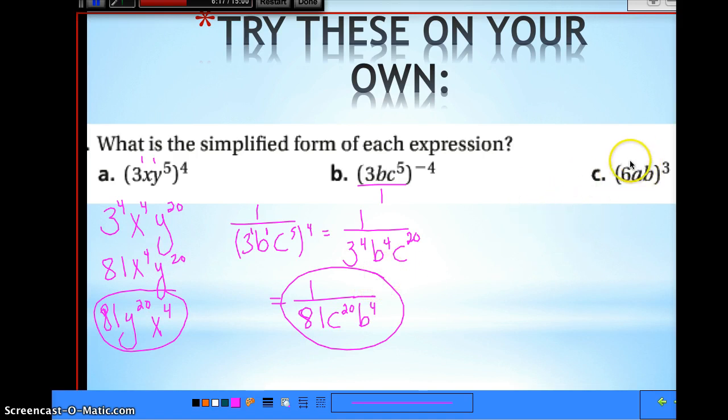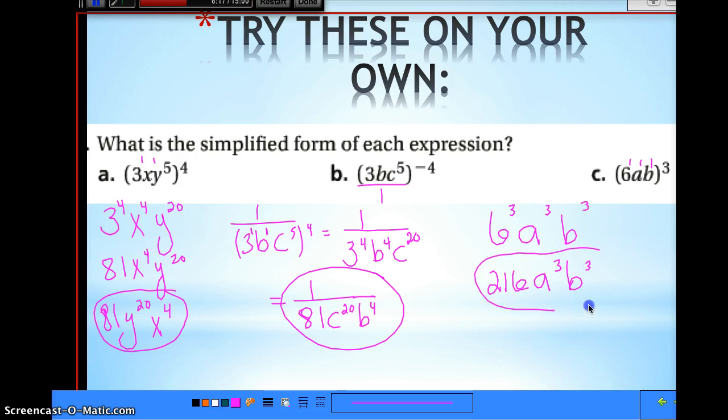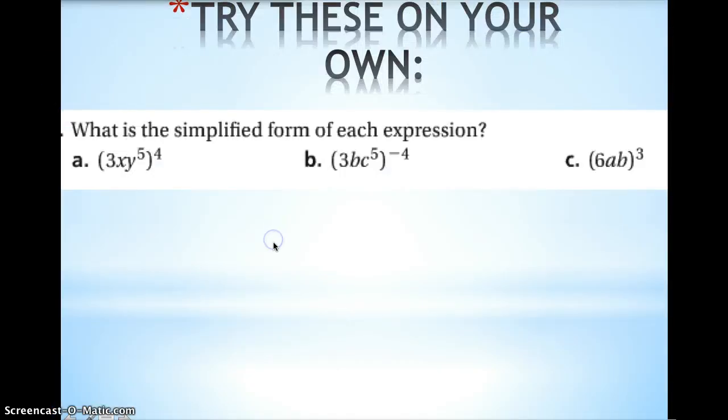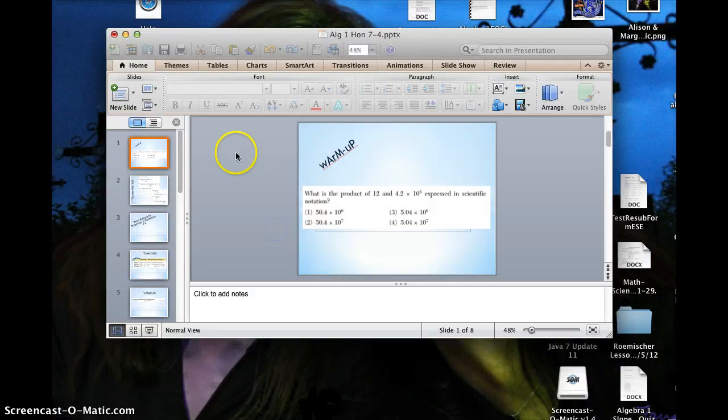The next one, my exponents are all 1s within my parentheses, so the power rule is going to give me 6 to the 1 times 3, a to the 1 times 3, and b to the 1 times 3. 6 to the 3rd power is 6 times 6 times 6, which is 216. a to the 3rd, b to the 3rd. And that will do it. That was 7.4.